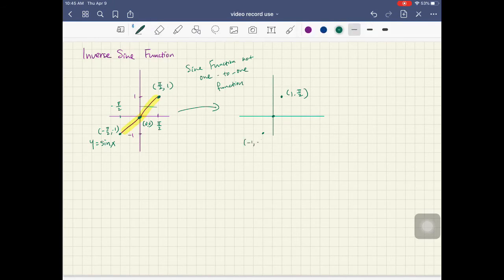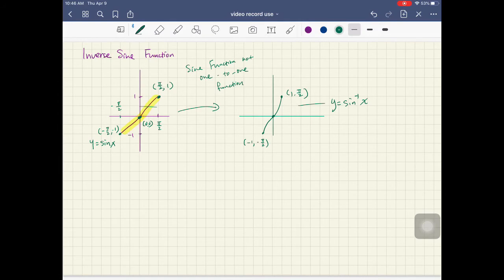Negative 1 negative power 2. And then connecting them. Okay, so this is the graph for the inverse function. For inverse trig functions, we have two ways of representing it.